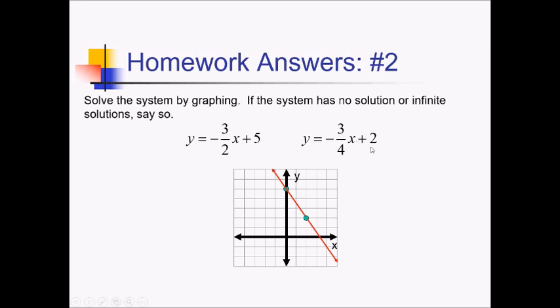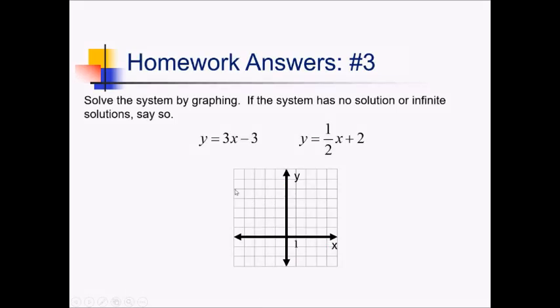For this one, I have a y-intercept of 2. So let me begin at the y value 2 right here on the y-axis. And this negative 3/4 x is telling me I have a slope of down 3 over 4. So let me go down 3 and over 1, 2, 3, 4. And let me draw that line as well. And I see that these two lines intersect at the point (4, -1). So that is the solution to this system.